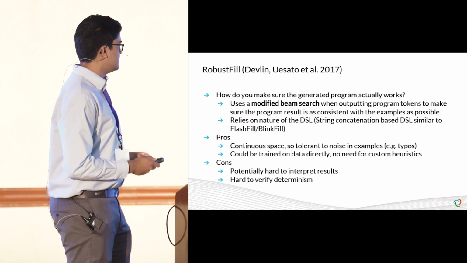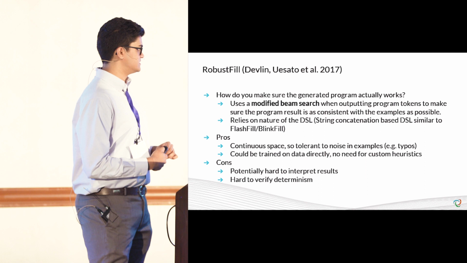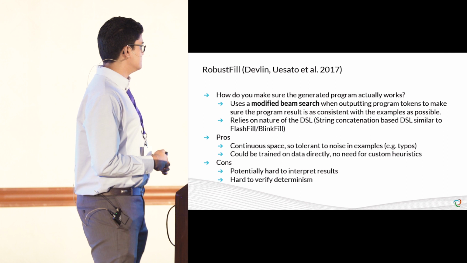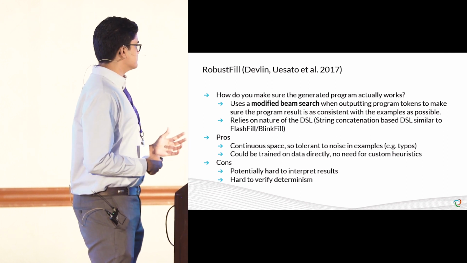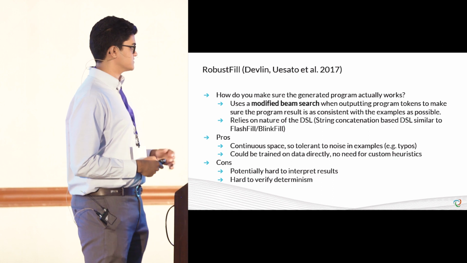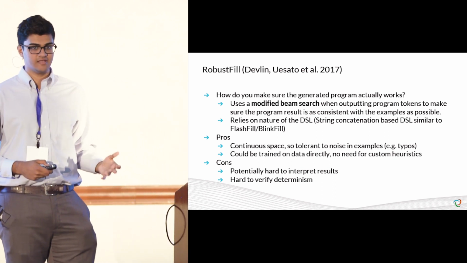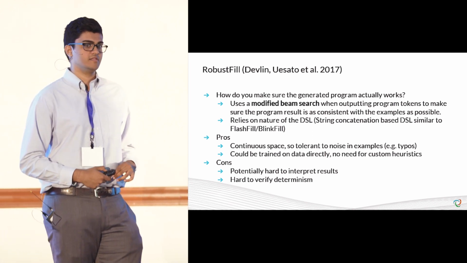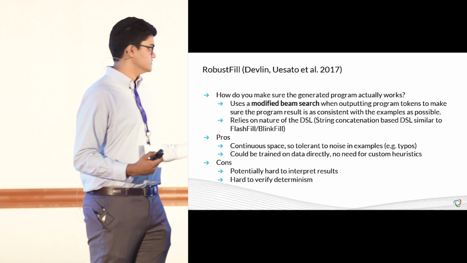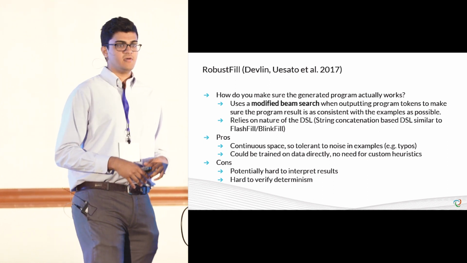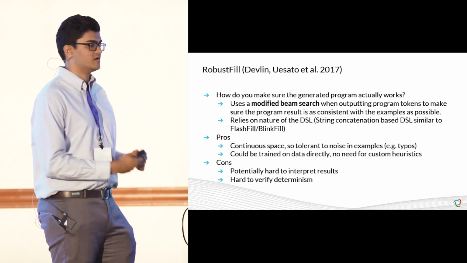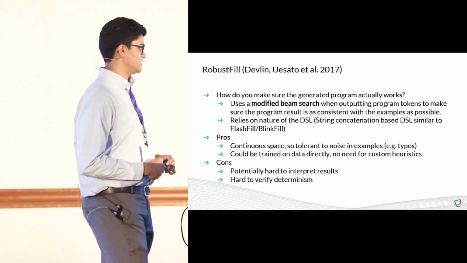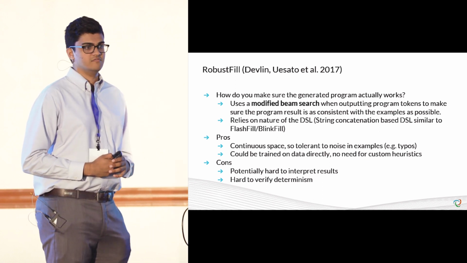The one thing is that the DSL in this case is the string concat-based DSL that's the same as FlashFill and BlinkFill, so that part has stayed the same. Some good things about this: it's continuous space. Something really cool is that when users are entering examples in your product, it can potentially handle noise much better than a lot of these deterministic methods. Typos that someone might enter in their examples might not throw off the network as much as other methods would. And potentially it could be trained on data directly, with no need for any kind of heuristics.